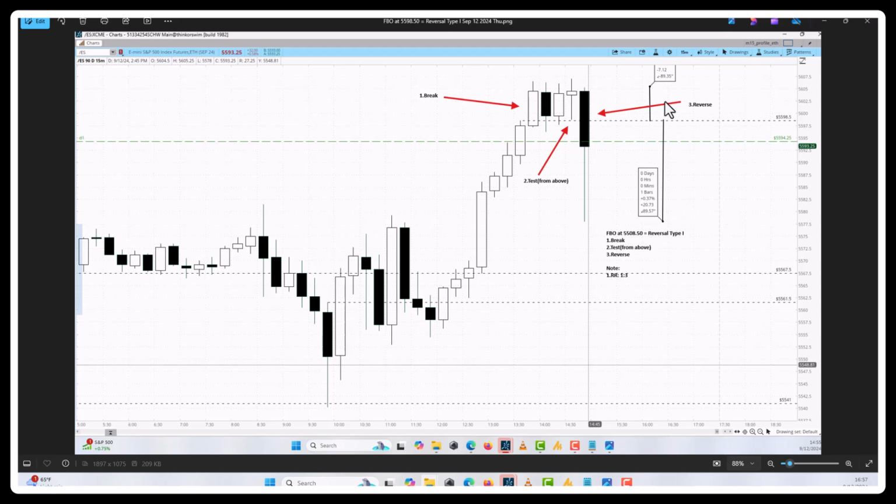But it's a very nice setup. You have 1 to 3 ratio right there. And if you aim at this high or the high of this candle for that matter, you still have a good run. Yes, so that is the type 1 right there. Break, touch from above and reverse.